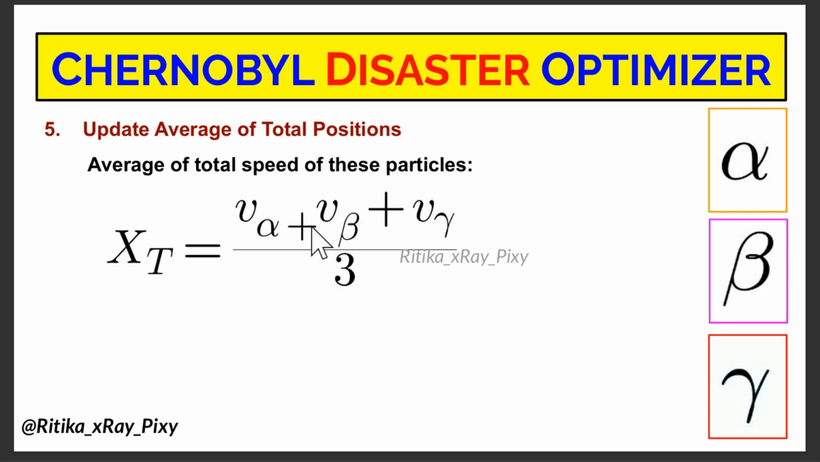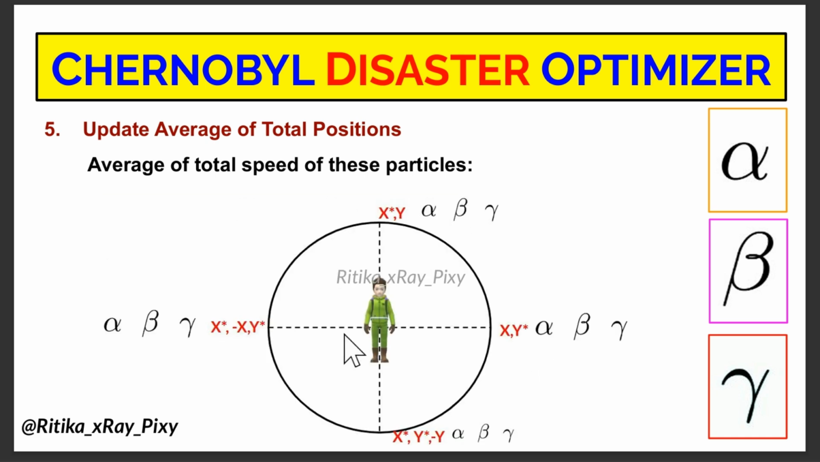After this we will update the average of total position using this equation. We will calculate here the average of total speed of these particles, that is similar to checking how close the particles are to the best solution. And here you can see the area of human walking that represents this circular area calculated by pi r square. R is a random value between 0 and 1. So this circular area represents the potential, that is, the impact zone of the particles around the human.